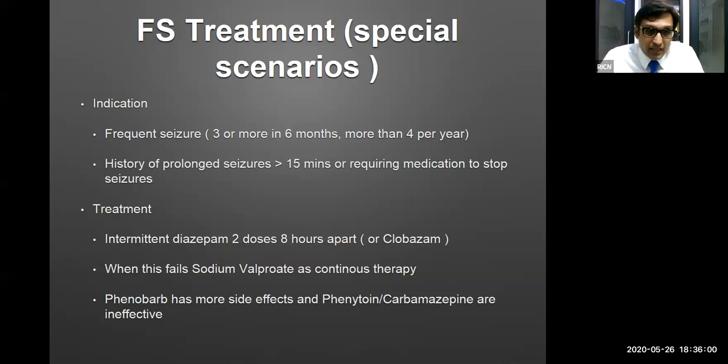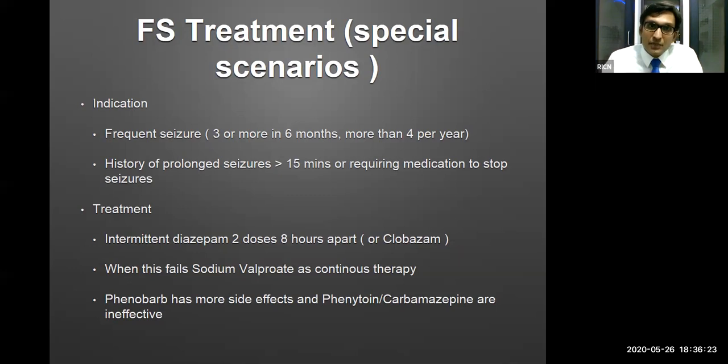So in those cases, you might offer some treatment. If a child has a history of prolonged seizures, more than 15 minutes, and every time he has a febrile seizure he requires treatment, that's unacceptable. And again, remember, I talked about mesial temporal sclerosis and its association with febrile status epilepticus. In those patients, you might want to consider giving some treatment.